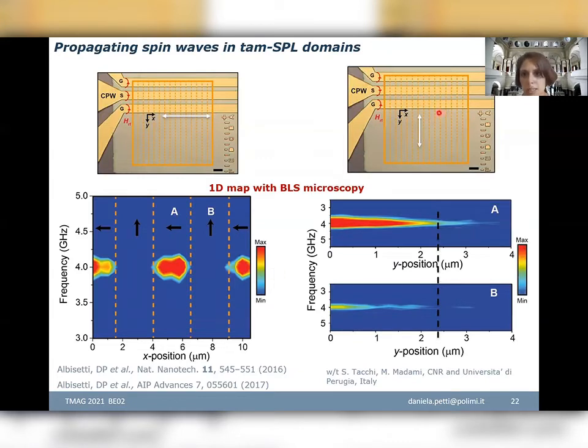But then if we also make a scan in the y direction, so perpendicular to the strip line, and we move away from it, we can see that only in these A tracks, with the magnetization along the x direction, a propagating spin wave is measured. That is propagating up to several microns, while in the other domains, the spin waves do not propagate. So it is possible to localize and control the propagation and the excitation of spin waves.